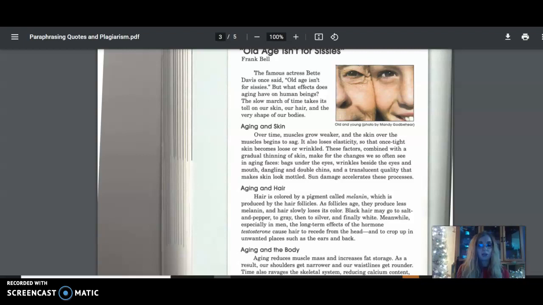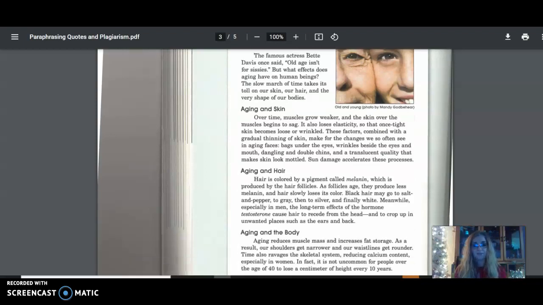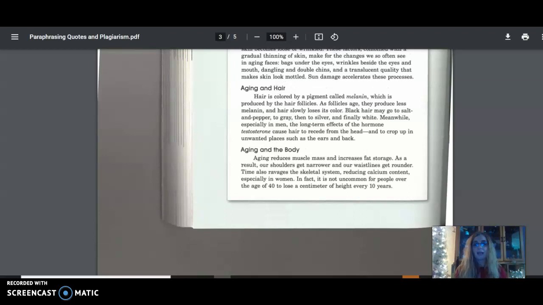Bags under the eyes, wrinkling beside the eyes and mouth, dangling and double chins, and a translucent quality that makes skin look mottled. Sun damage accelerates these processes. Aging and hair. Hair is colored by a pigment called melanin, which is produced by the hair follicles. As follicles age, they produce less melanin, and hair slowly loses its color. Black hair may go to salt and pepper, to gray, then to silver, and finally white.